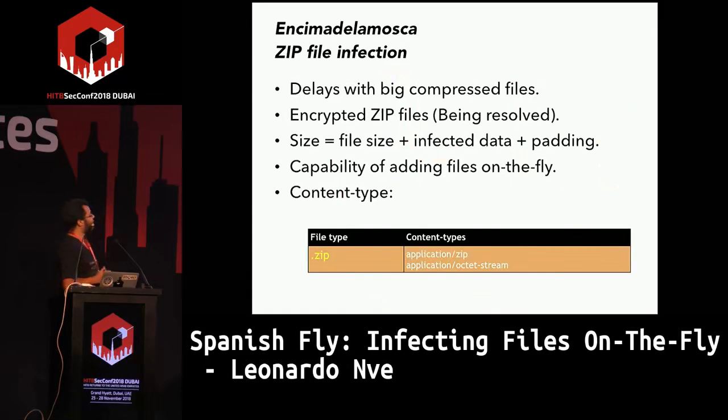So, as I said, there is a delay with big compressed files. I had initially a problem with encrypted zip files, but now it's solved. If the proxy detects that the zip is encrypted and we don't have the password, it passes the data stream through and doesn't infect it.